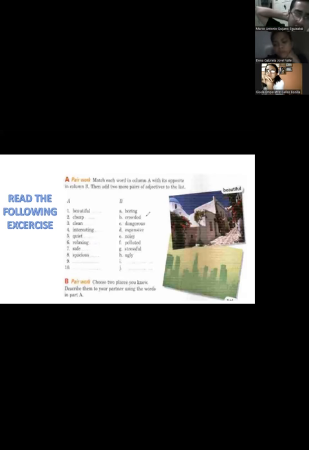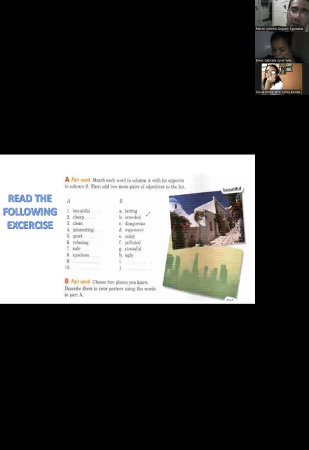What is the meaning of spacious? Spacious is, as we know, the opposite of crowded. Spacious is a city where you can find a lot of space. You have free space. Or in conclusion, we could say that it's a big place. In Spanish, it would be como espacioso o amplio.